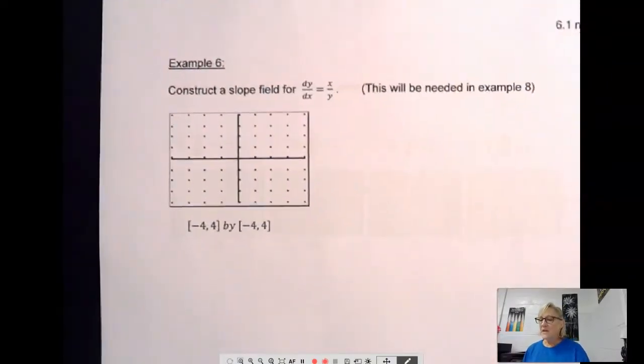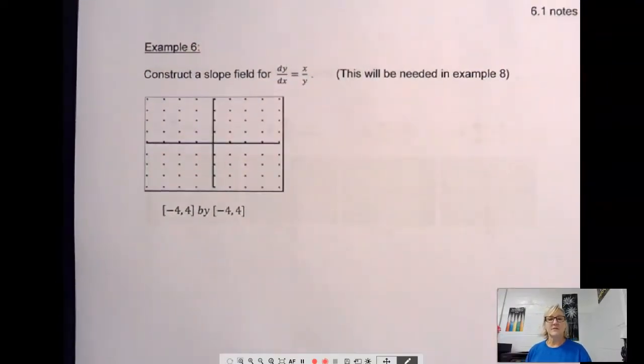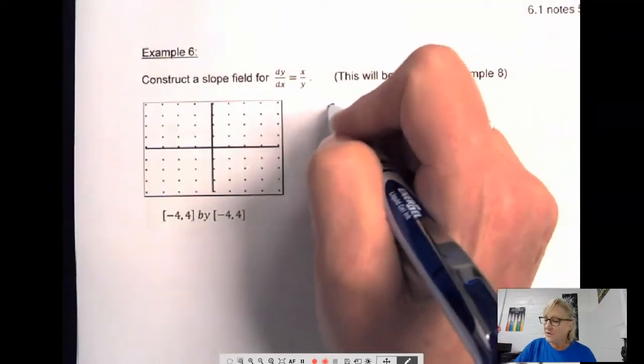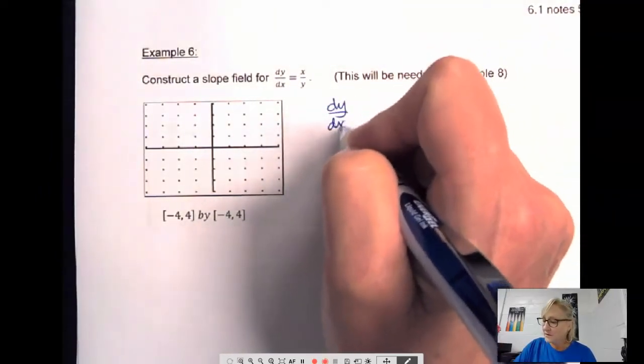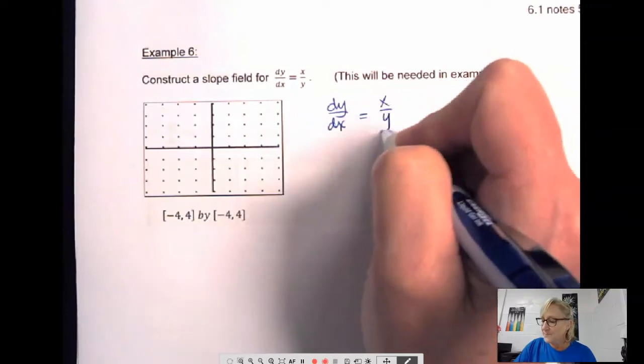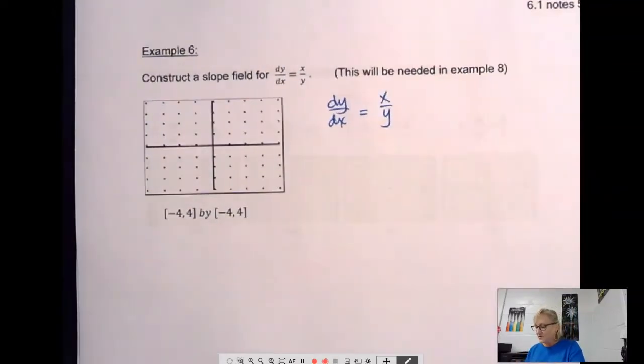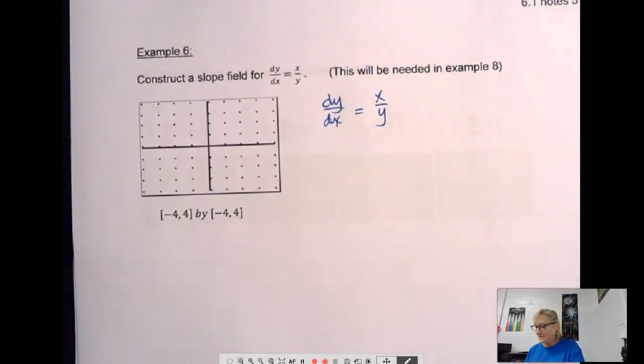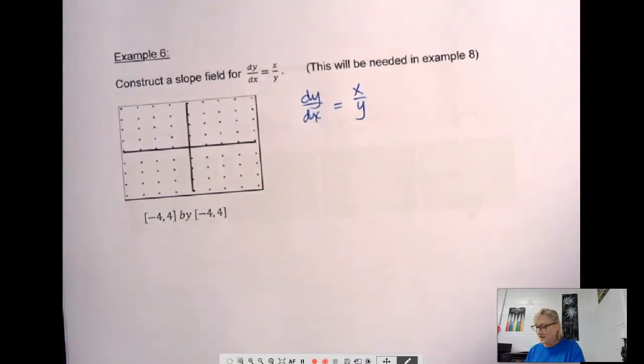Okay, so here's one. Construct a slope field for dy/dx equals x over y. And this will be needed when we get to example 8. This is part of example 8. Okay, so all I know is that the derivative is x over y. So if I look at those generalized questions that were listed back here.